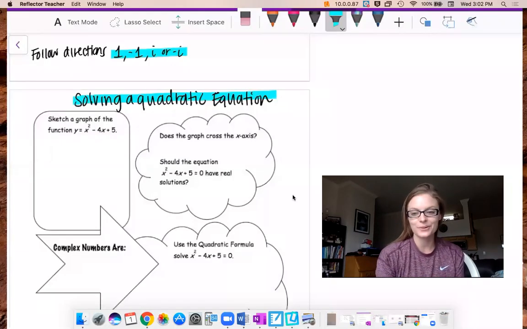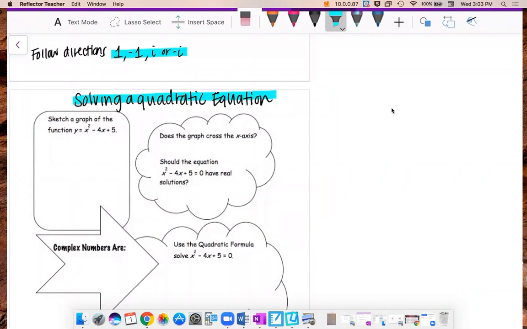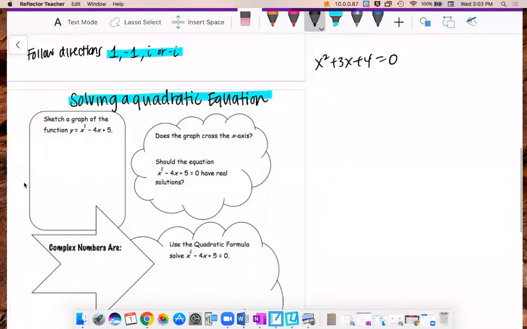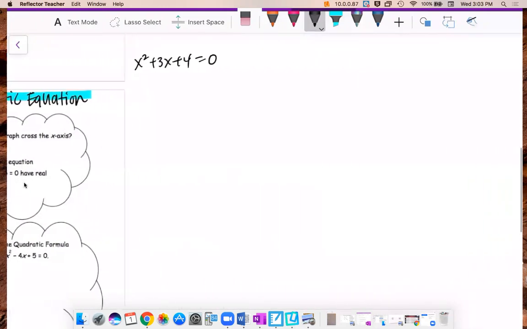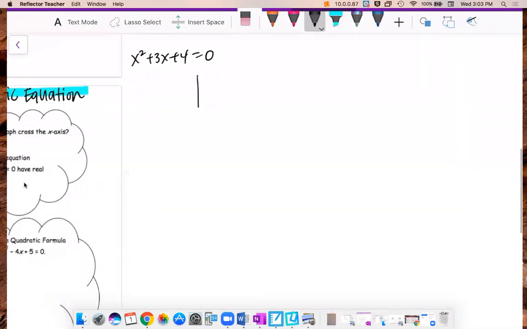Here's video number 2. This is just on solving a quadratic equation and where that imaginary unit actually comes into play and why it's important for us in Algebra 2. So what I want to talk about first is just solutions to quadratic equations. A quadratic equation is just a parabola, and when we're talking about solutions to equations that look like x squared plus 3x plus 4 equals 0, we're usually talking about equations or solutions that are x-intercepts.